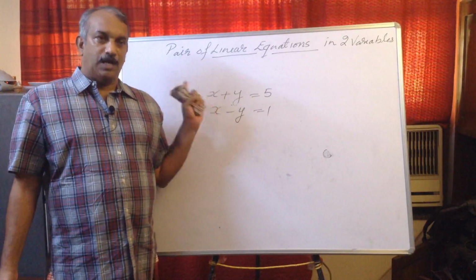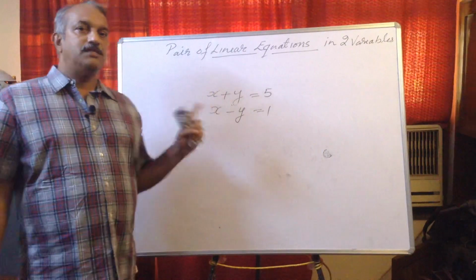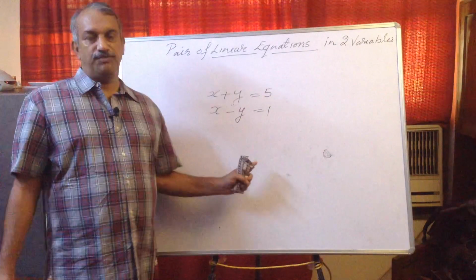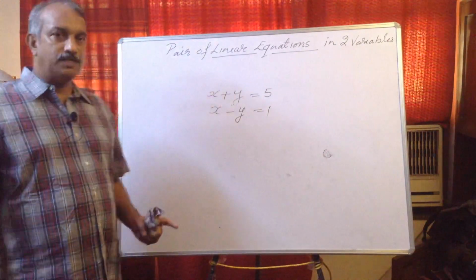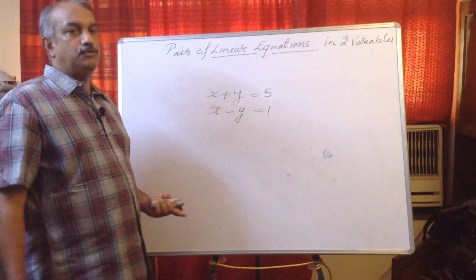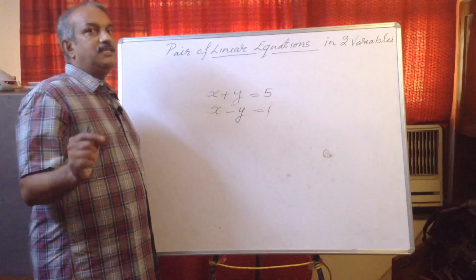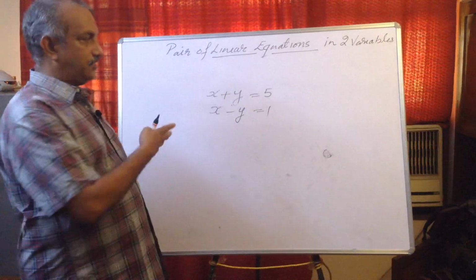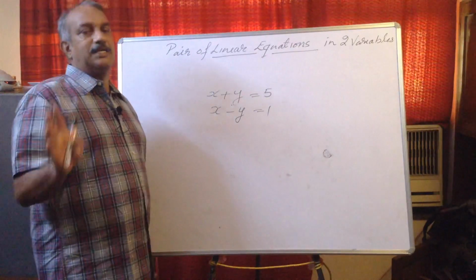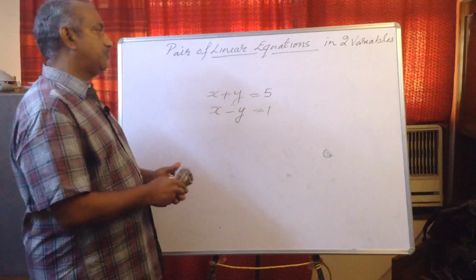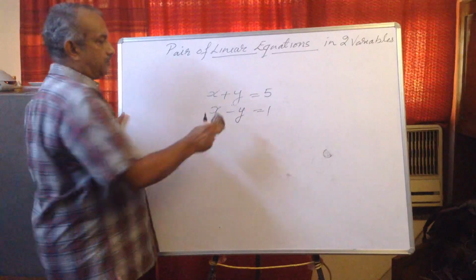One linear equation in 2 variables has infinite solutions, but a pair of equations may have one solution, infinite solutions, or no solution. But if the given conditions are correct, like in this case, you will get exactly one answer. That is why we are learning pairs of equations together.